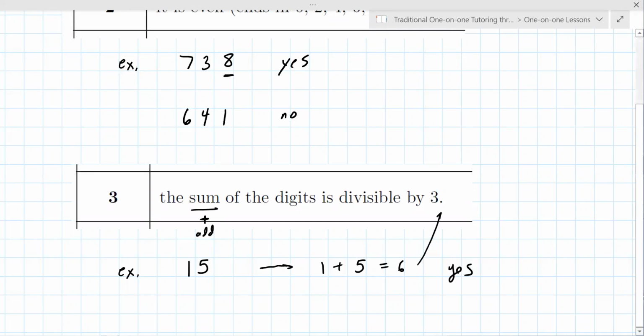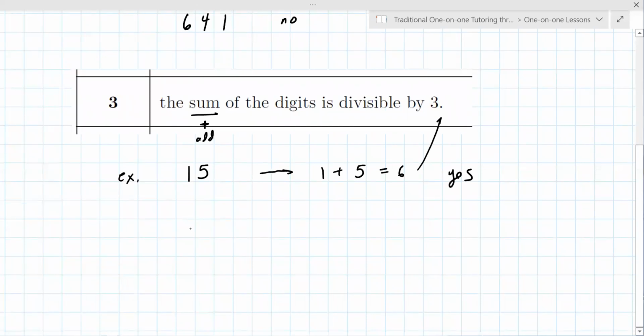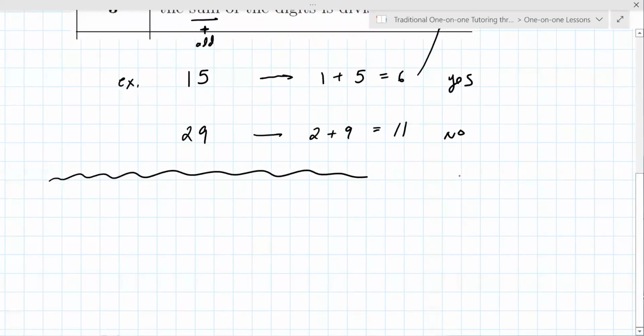Let's take a number that we know does not work, like 29. 2 plus 9 is 11. 11 is not divisible by 3. Okay, we're going to leave it at that. Then we'll get a few more rules going, but let's look at a couple of fractions here.